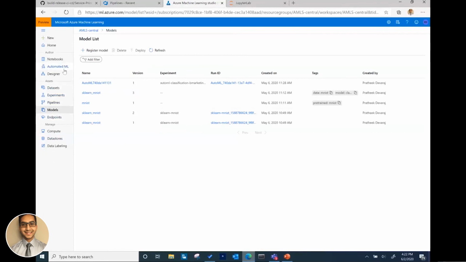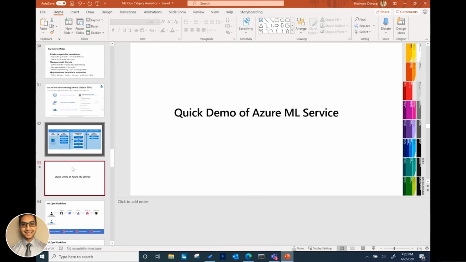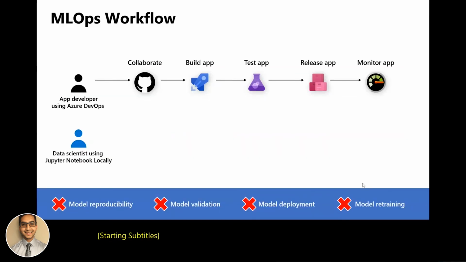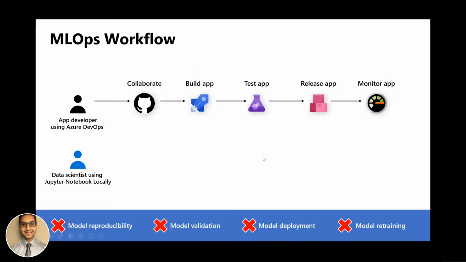There's a lot more. I just don't have enough time to go through all of it, but I will go back to the presentation and quickly go through a few more slides, and I'll show you a quick demo repository that you can actually start using for your first MLOps projects. So back to our slides. Most data scientists use some sort of Jupyter notebook locally, but this approach is not ideal because you don't have model reproducibility, validation, or deployment or retraining capabilities.